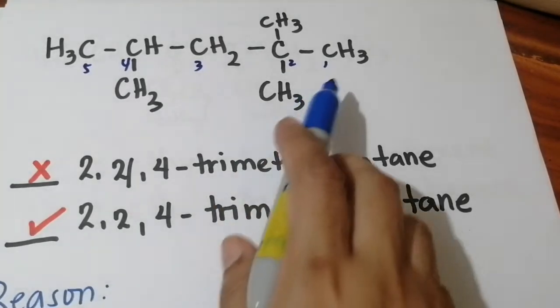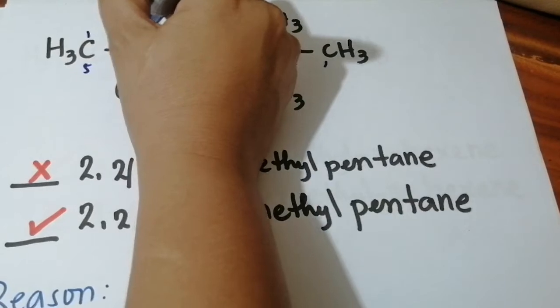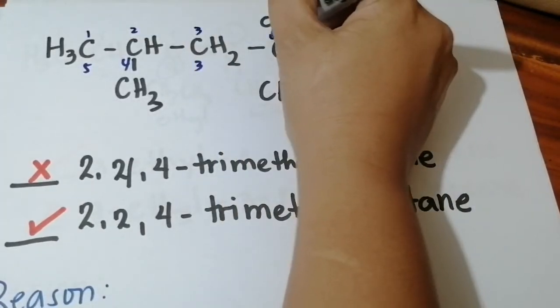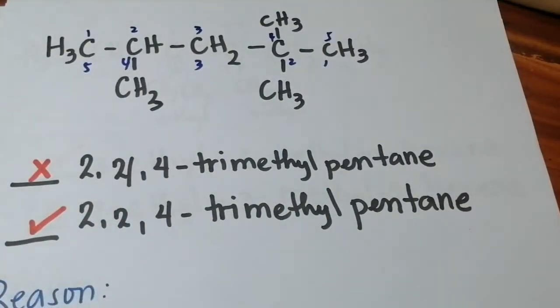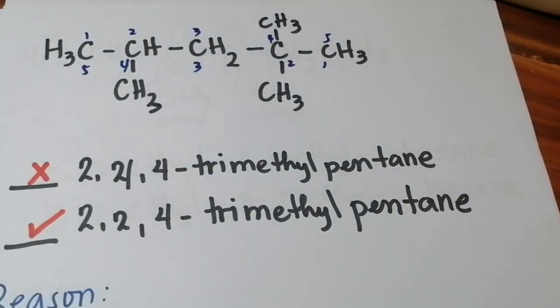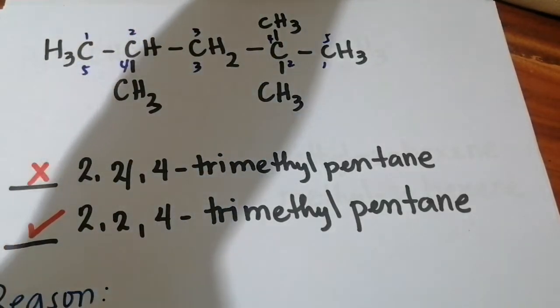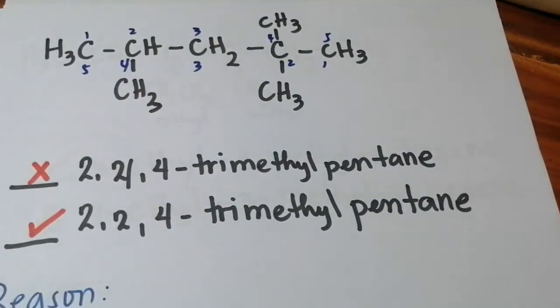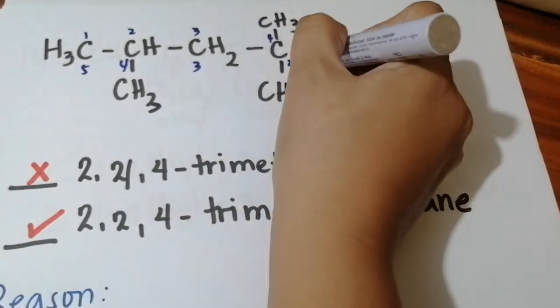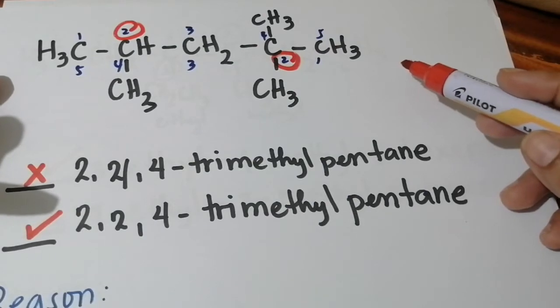If we start from here to there, it's 5. Even if we start from this side, 2, 3, 4, 5, it's still 5. So it's still pentane. Now, look at the substituents. If you try to count them, you can see that the substituents are located on the same side again.